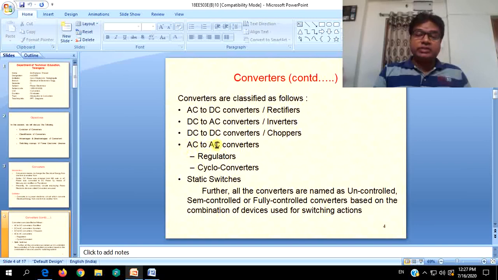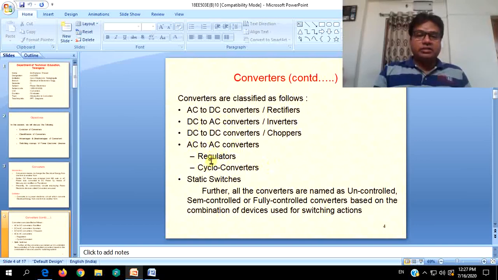Next, AC to AC conversion, in which again voltage can be controlled or regulated. So it is called an AC voltage regulator or simply voltage regulator. The other one is the cycloconverter. As the name indicates, it will be converting the cycles. Cycloconverters are the power electronic converters which are used to change the frequency, to increase or decrease the frequency.